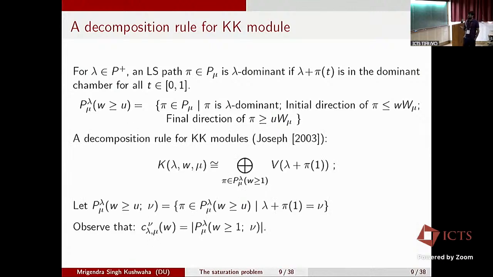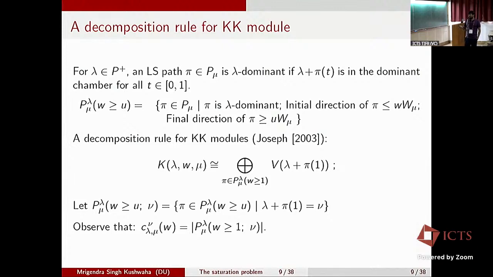So what is the decomposition rule? The KK module K lambda W mu is isomorphic to the direct sum of V lambda plus pi 1, where this pi shows up from here. So pi belongs to P mu lambda W, and here I am putting the identity. Putting identity means I am not putting a condition on the final direction. I am saying the final direction is bigger than or equal to identity, so every path will work. Okay, I am going to introduce one more thing in this notation: E mu lambda W bigger than U colon nu, where nu is a weight. I am just taking all those paths such that lambda plus pi 1 ends up at nu.